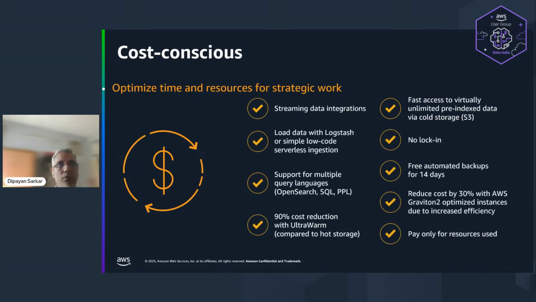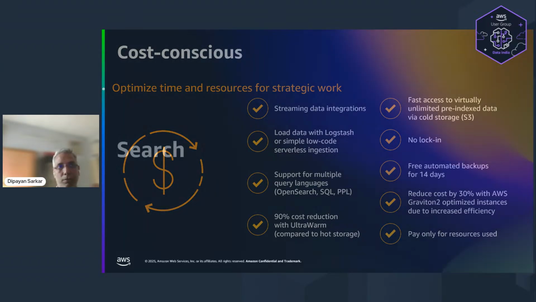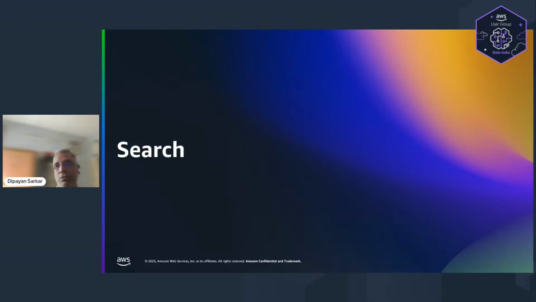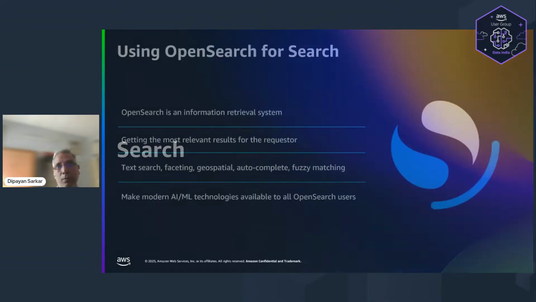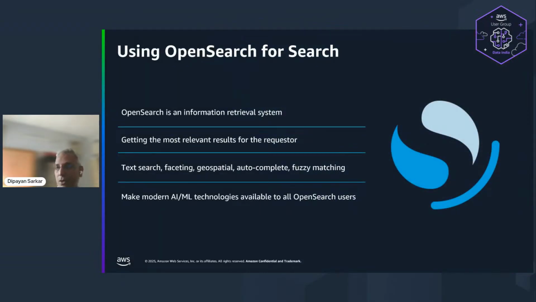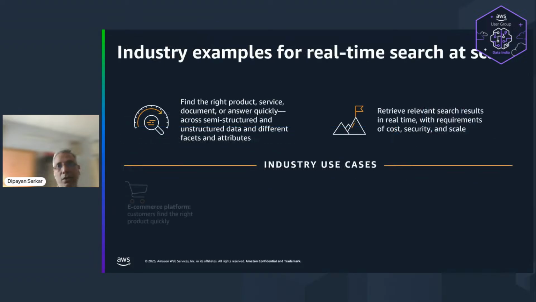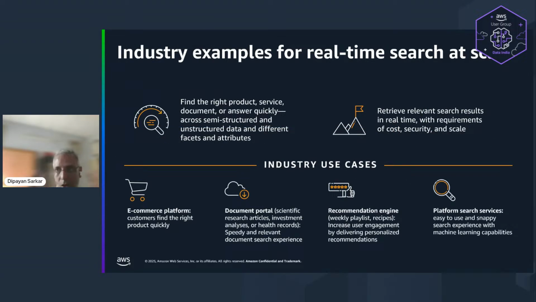So you can understand now how you can implement the cost part of it, like using a Graviton instance, using your ultra warm node, right? This is the way you can control your cost. Now, the two use cases which you will mostly see in OpenSearch: one is search, like your content search, and second is your log search, right?